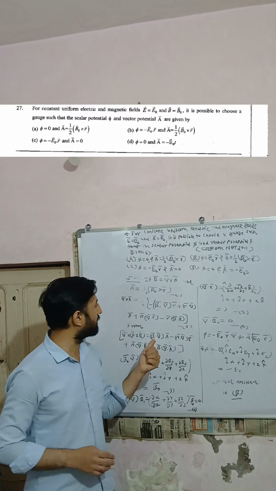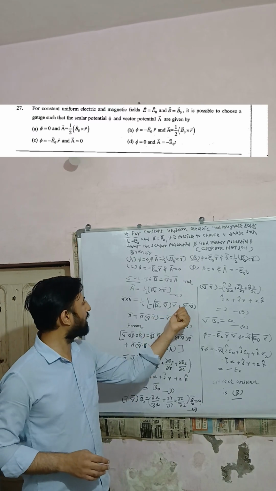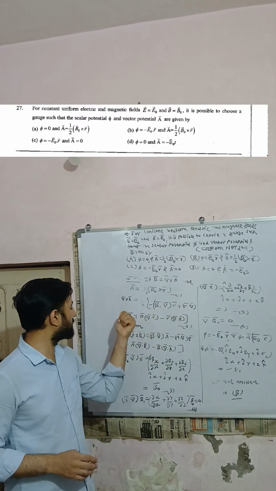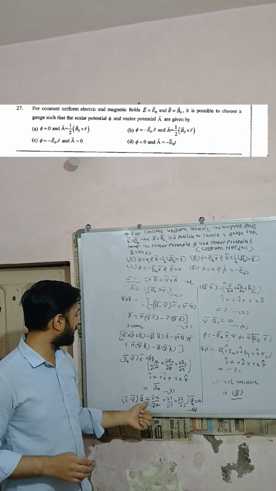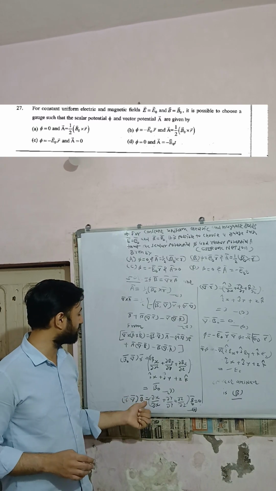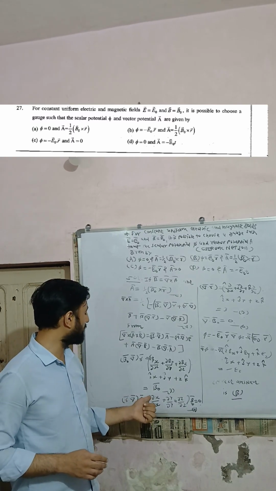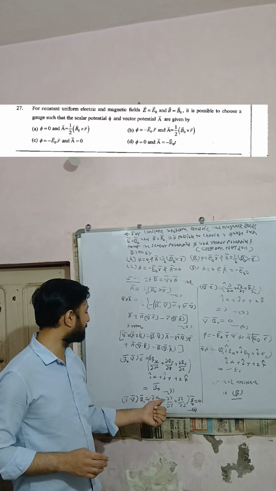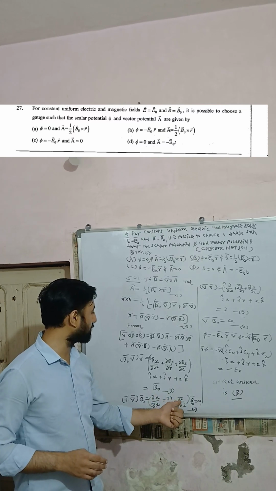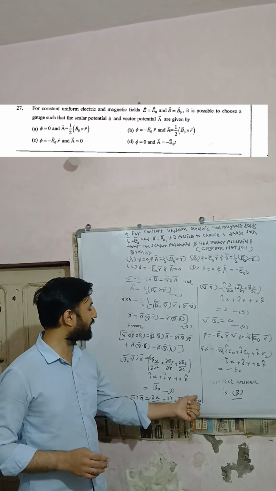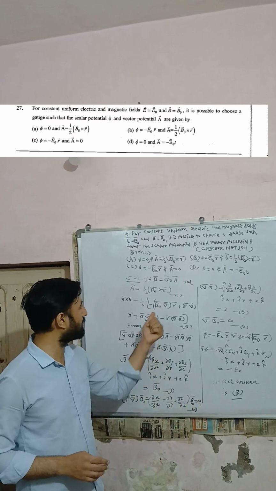For the second term, that is (R dot del)B0, we can calculate it this way: (x del/del x plus y del/del y plus z del/del z) acting on B0. So we can have the value 0 for the second term.